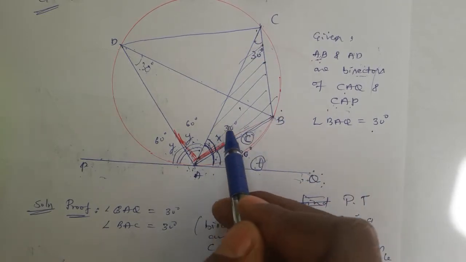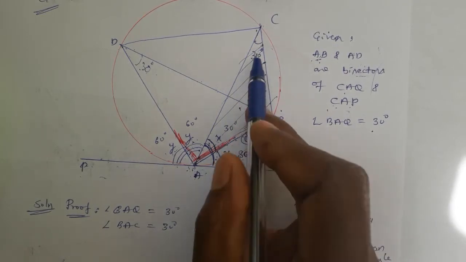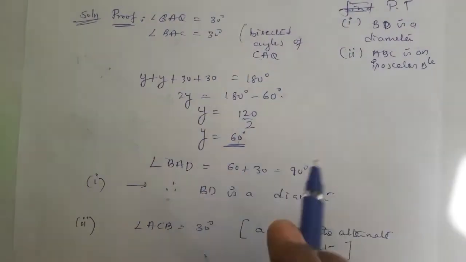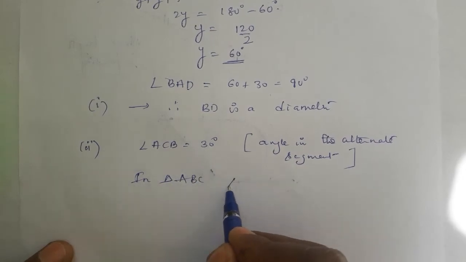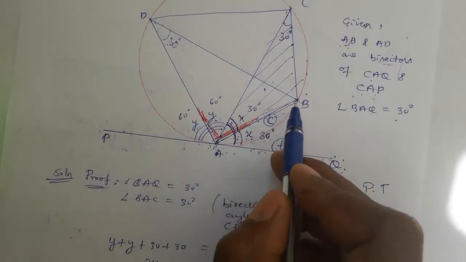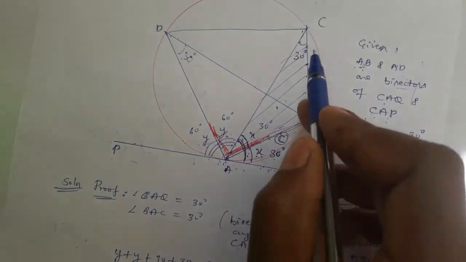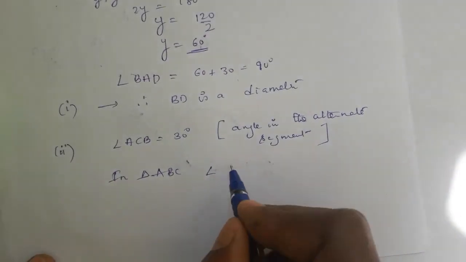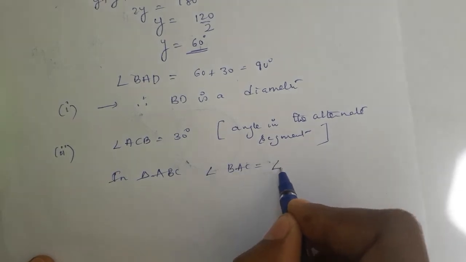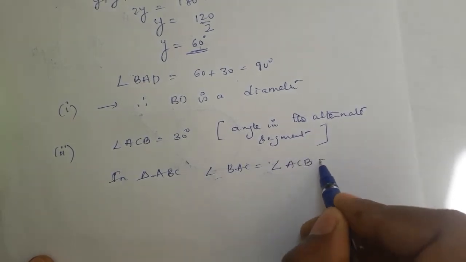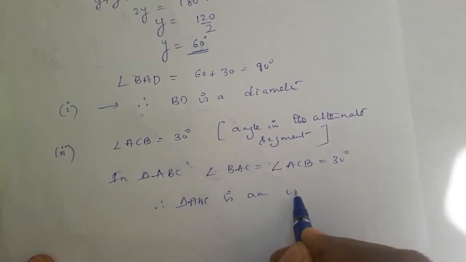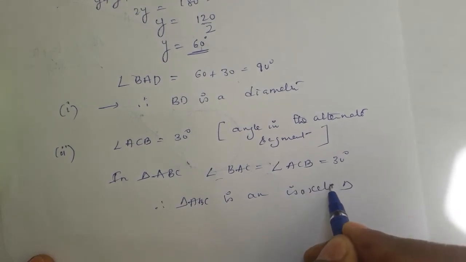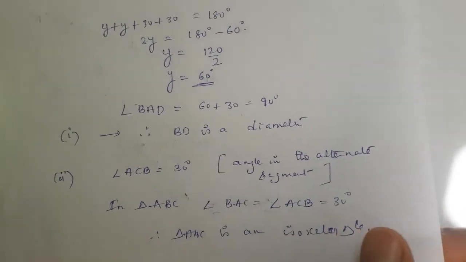In triangle ABC, already this is 30, now this is also 30. When two angles are equal, definitely this triangle is an isosceles triangle. In triangle ABC, angle BAC equals 30 degree, angle BCA equals also 30 degree. Angle BAC equals angle ACB, both are equal to 30 degree. Therefore, triangle ABC is an isosceles triangle. Got it? So we go to another problem.